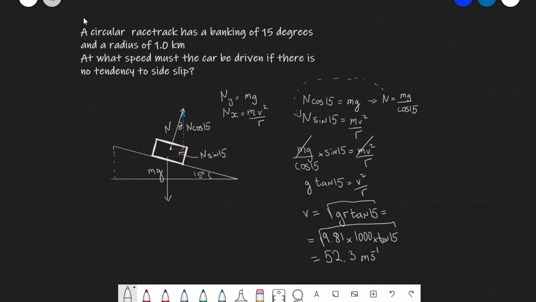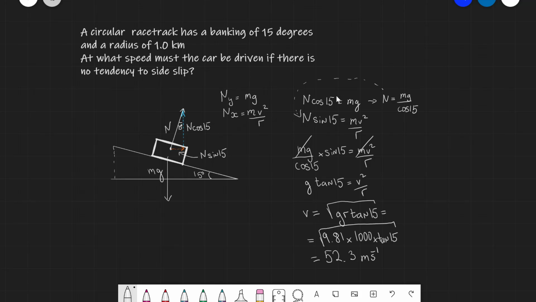Okay guys, so just to recap, we had this problem. We had a circular racetrack that has banking of 15 degrees and a radius of 1 kilometer. At what speed must the car be driven if there's no tendency to side slip? Side slipping means that the car is not moving up or down essentially, which means that this component of the normal force is going to balance out the weight. Because the normal force is at an angle now, then it will have two components, and cosine of 15 is always going to be the vertical component, and the horizontal component will provide the centripetal force. Ny is equal to mg and nx is equal to mv squared over r.